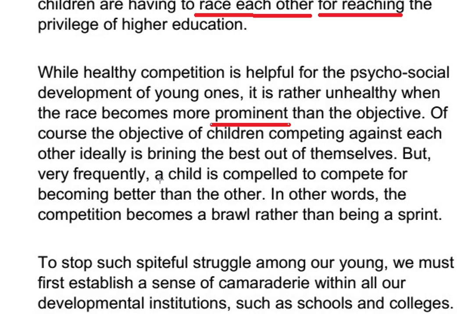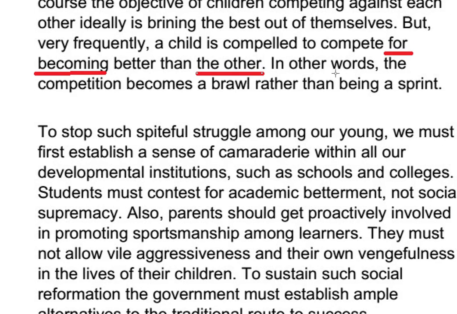Okay. The child is compelled to compete for becoming better than the other. The child is compelled to compete to become better than others. There's some errors here, and the meaning is still clear. In other words, the competition becomes a brawl rather than being a sprint. Competition becomes a brawl. Okay? Kind of a colorful analogy.